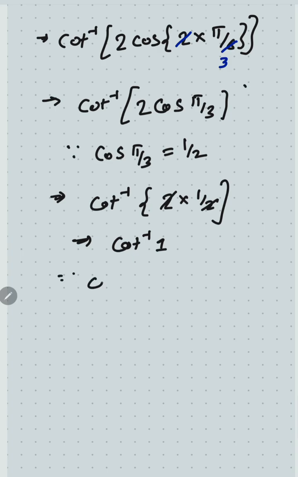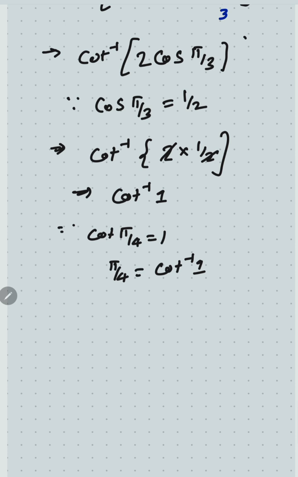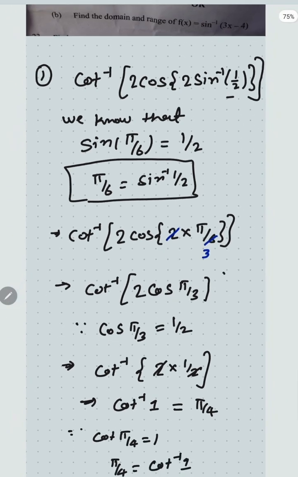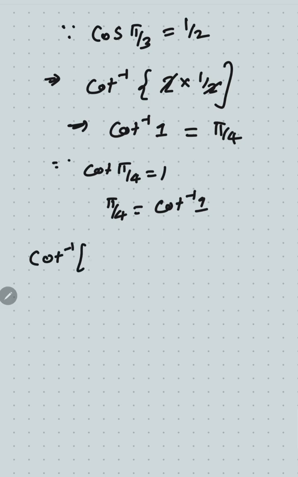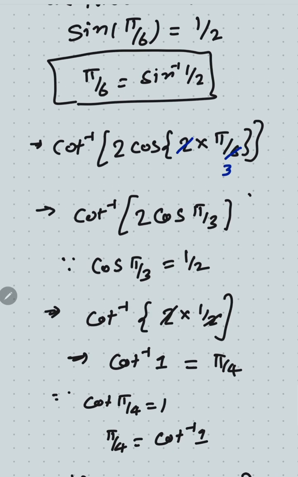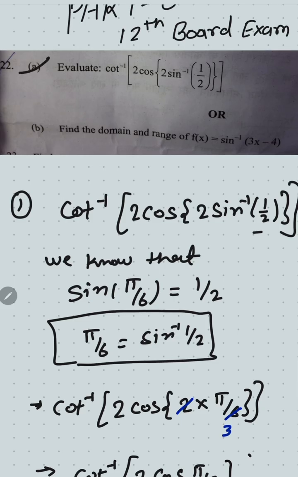We know that cot of π/4 is equal to 1. Then π/4 is equal to cot inverse 1. Then this value will be π/4. Then the answer of cot inverse twice of cos twice of sine inverse 1/2 is equal to π/4. Okay, and the first part is answered.